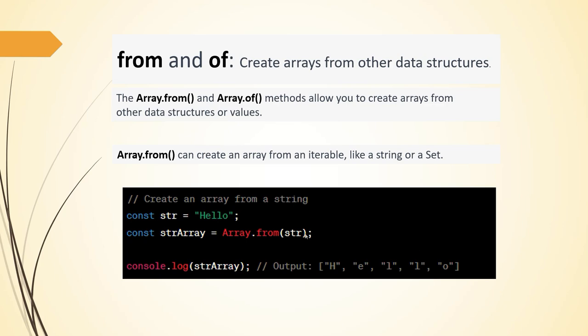In this case, we have a string with hello, and when you say Array.from string, it will take the individual characters from that string and create an array out of this. The output of that looks like HELLO, created out of that string iterable.